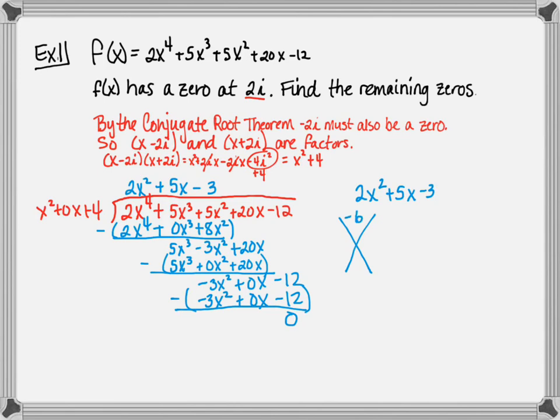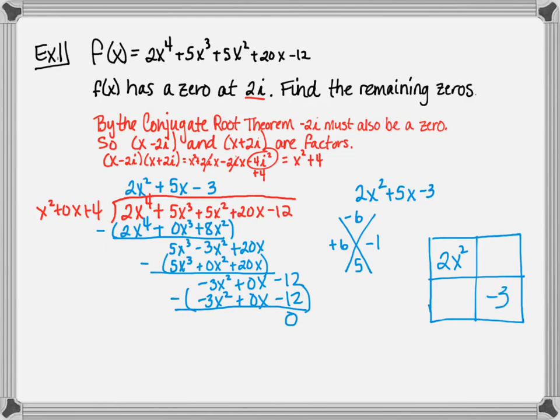So negative 6 goes at the top because we need to use the x box and we need to do 2 times negative 3. 5 goes at the bottom of the x. What are numbers that multiply to negative 6 but add to 5? Positive 6 and negative 1. So in that box, we'll put the first term 2x squared, the last term negative 3. I'll put negative 1x here and positive 6x in the first row.